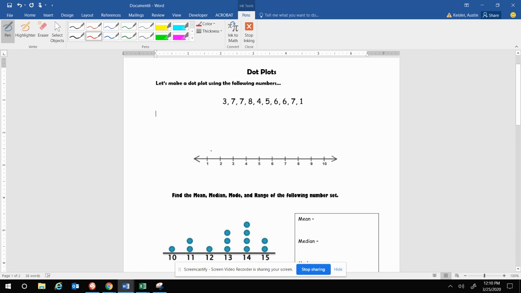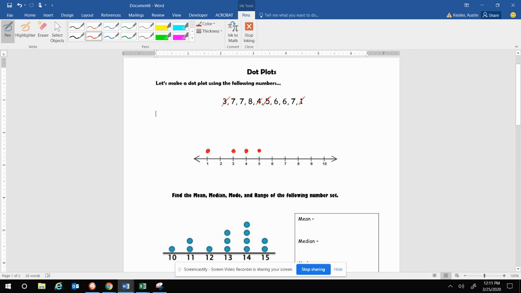So if I look, I'm going to start at 1. That's my smallest number. So I do have one 1. So I'm just going to put one little dot right there. I only have one of those. Then I'm going to look at my numbers up here. I don't have any 2s, so I'm going to skip the 2s. Then I'm going to go to 3s. I have one 3. So I'm going to put one dot above the 3. Then I'm going to look for 4s. I have one 4. So I'm going to put one dot above the 4. I have one 5. So pretty much the same right now because all those numbers just have one.